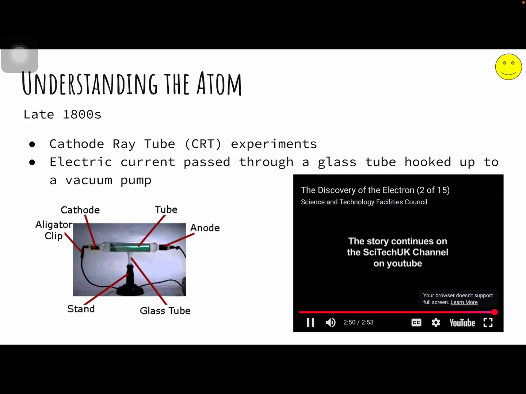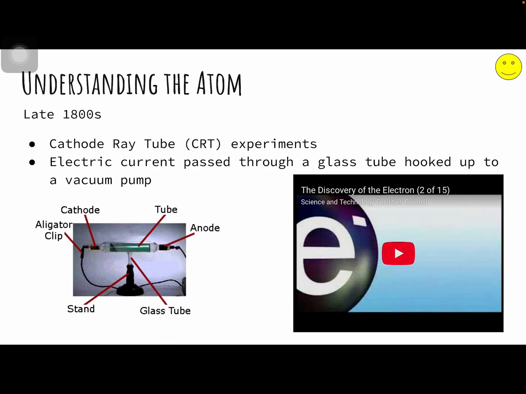Okay, so that's just a little bit of an intro into the electron. So yeah, J.J. Thomson gets the credit for discovering the electron using the cathode ray tube experiment.